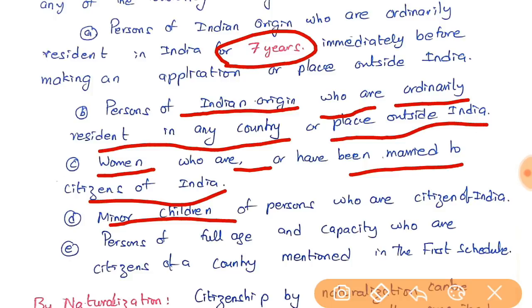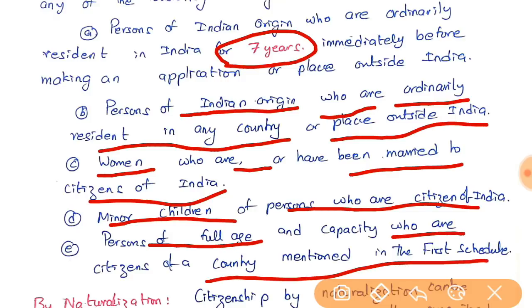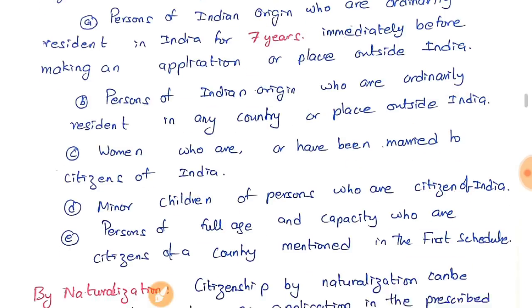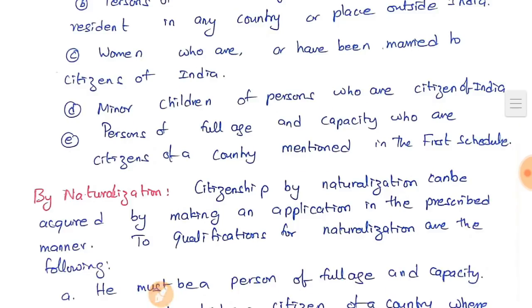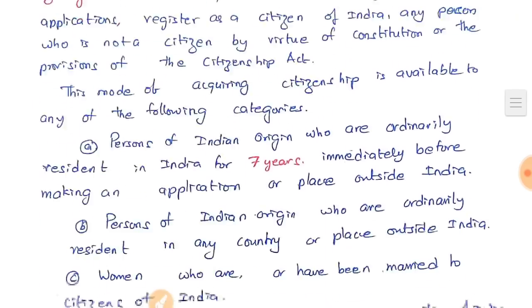For minors, if their parents are from India and they have Indian citizenship, if you are a minor child, it is easy for you to get Indian citizenship. Persons of full age, that is you are not a minor, and if that country is mentioned in the first schedule, if you are from one of the countries mentioned in the first schedule, then you can easily get Indian citizenship. This is by registration, friends.